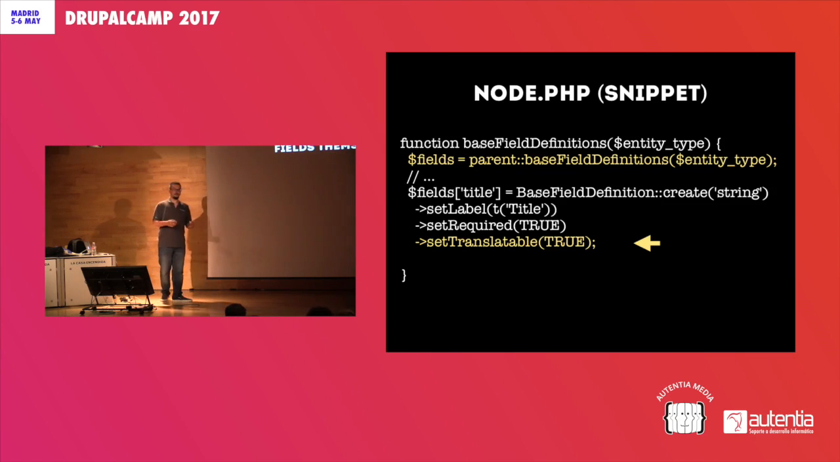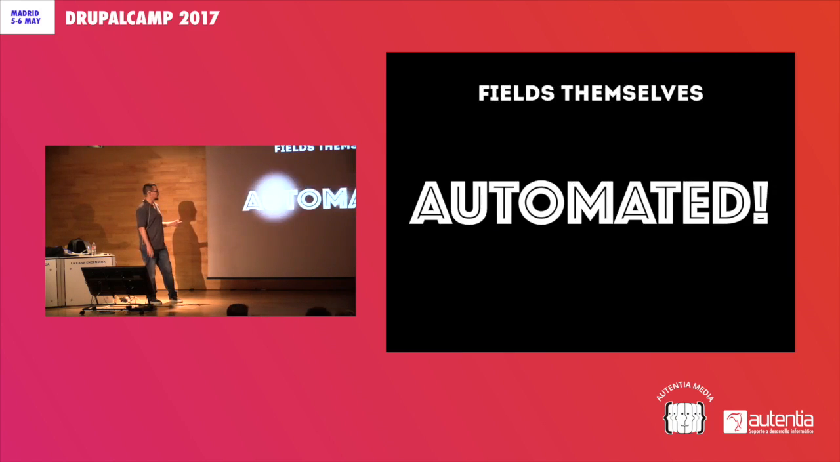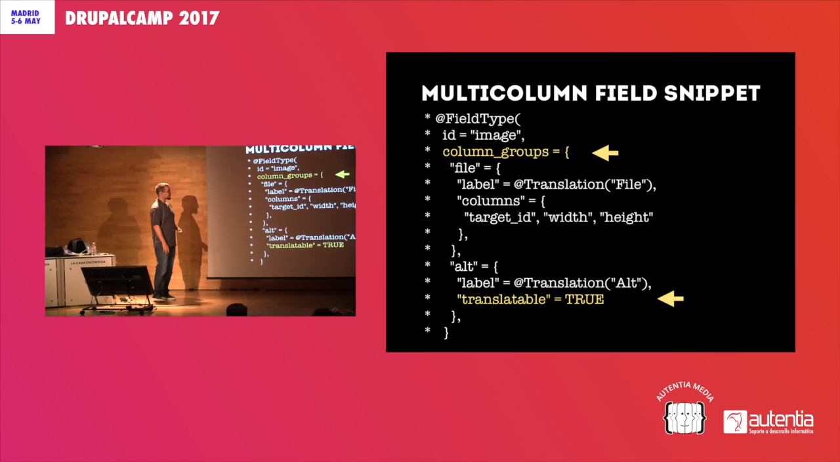So about your fields, if you are creating your own field types, how can you make them translatable? There's nothing you need to do. If you create your fields, they will be translatable by default. But you may want to extend this further. Like you may want to divide into subfields and say how you want to translate those. So this example is the image field type. Here we have a column groups tag.